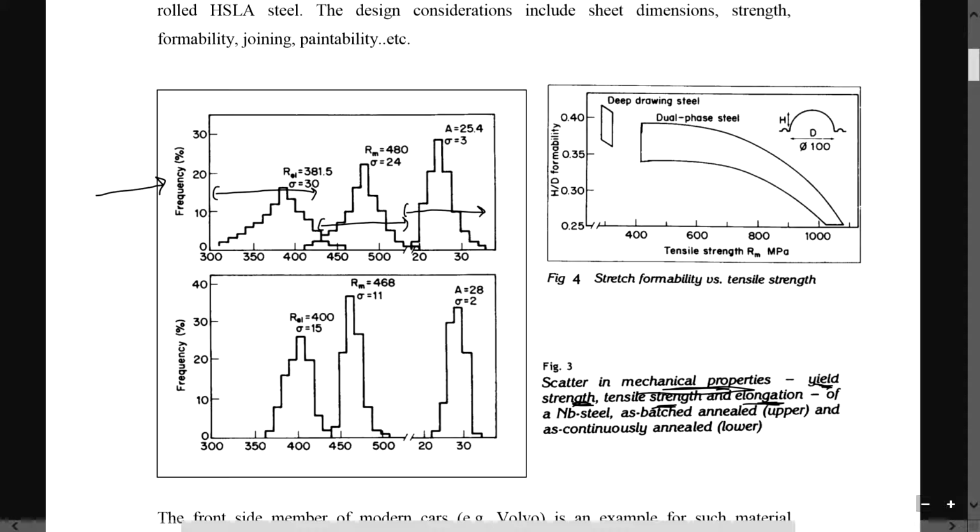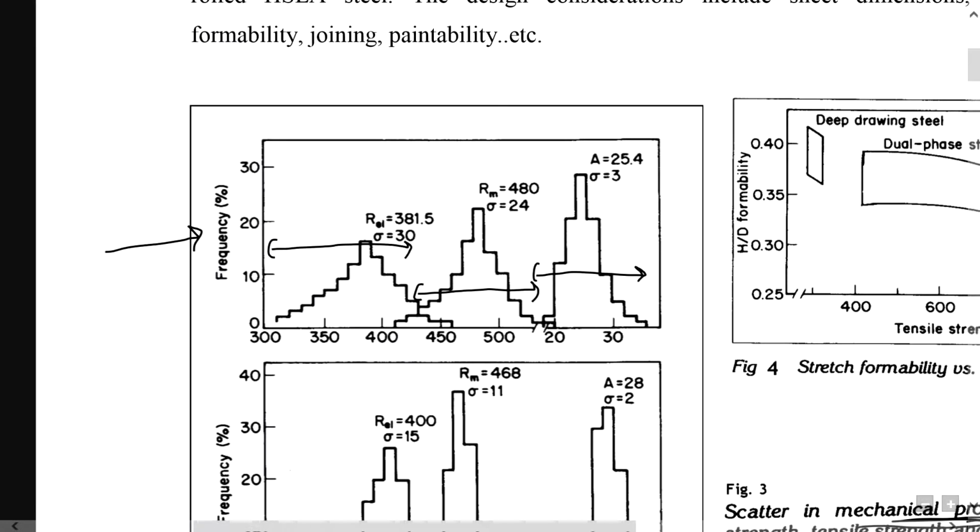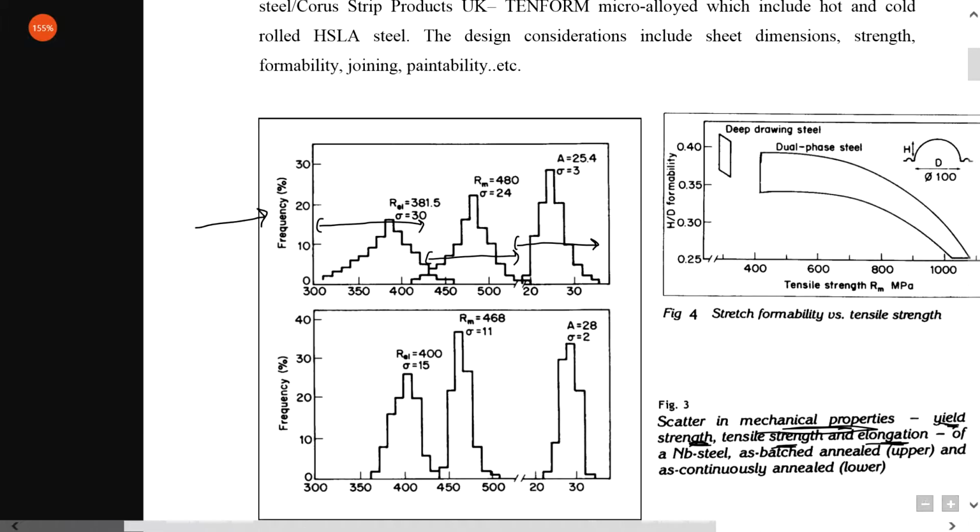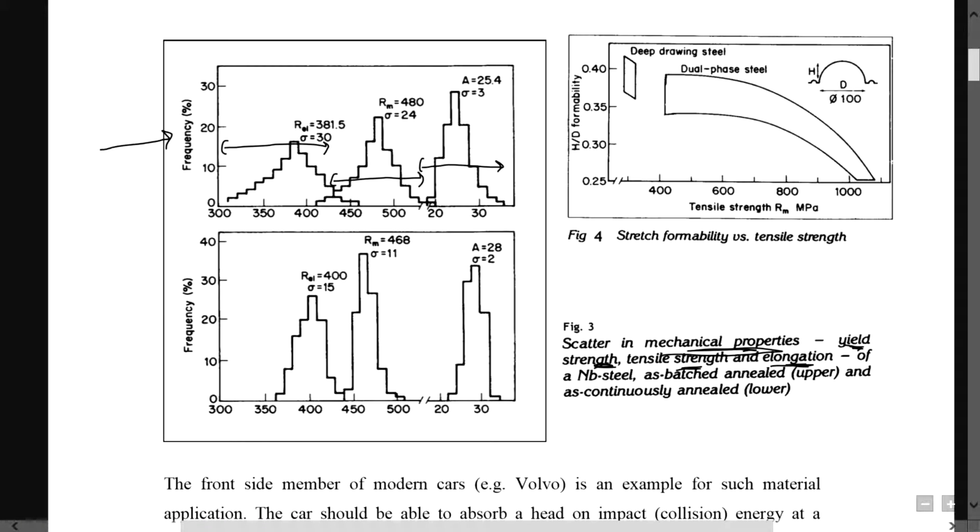and elongations. Anyway, this is the before. I think this is the uncontrolled rolling process, the conventional one. This new process is called the control rolling process.